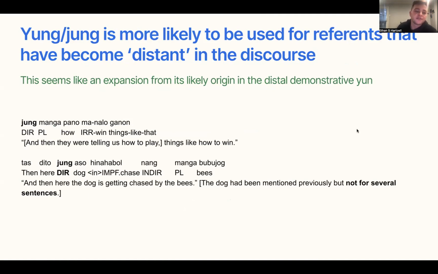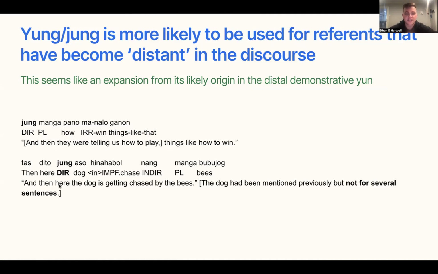So you can also get this with not just animate reference, but with specific inanimate things. So, and then they were telling us how to play, things like how to win. Things like how to win was yung mga paano manalo, ganon. So that whole noun phrase of things like how to win was introduced with yung.